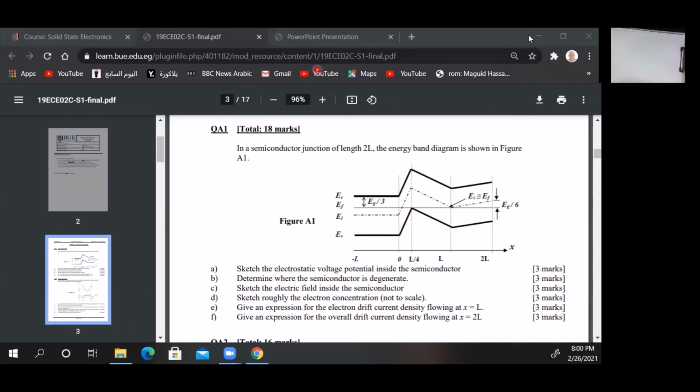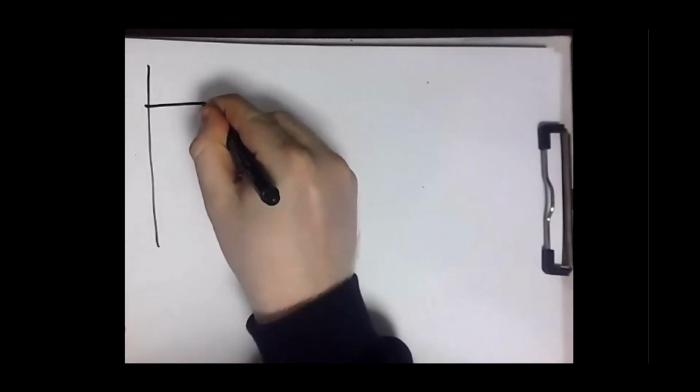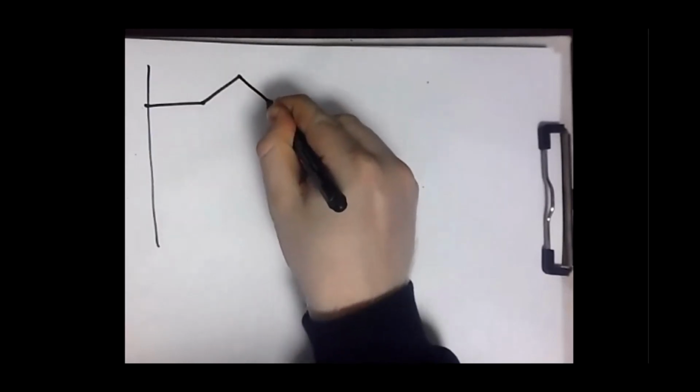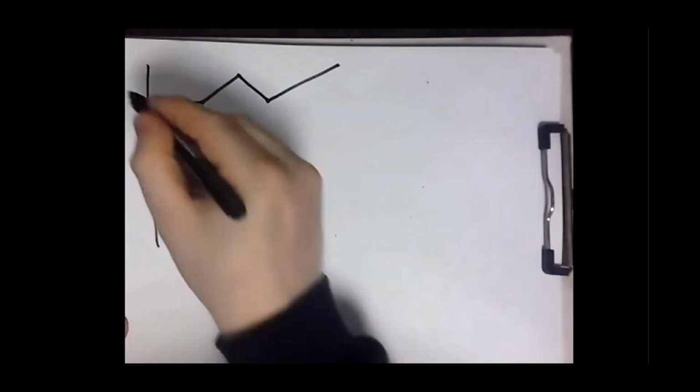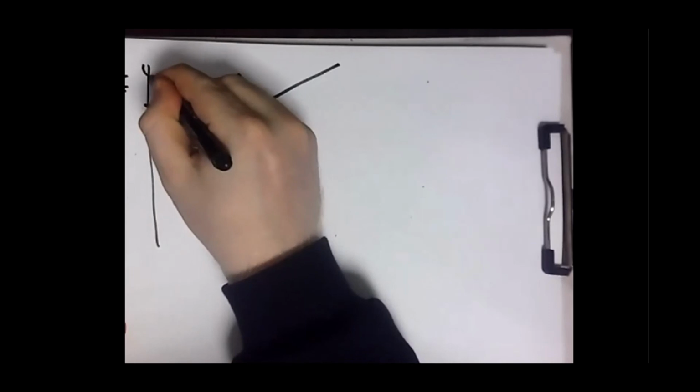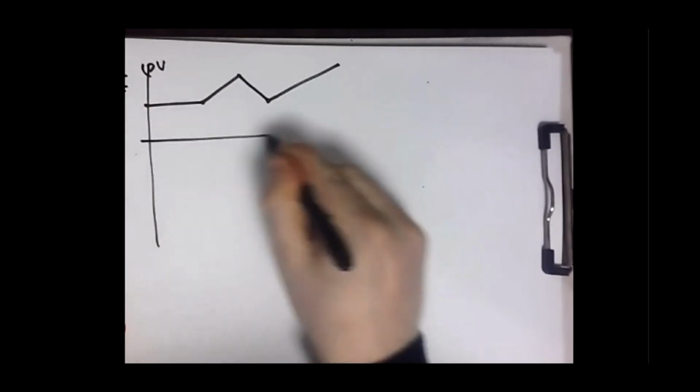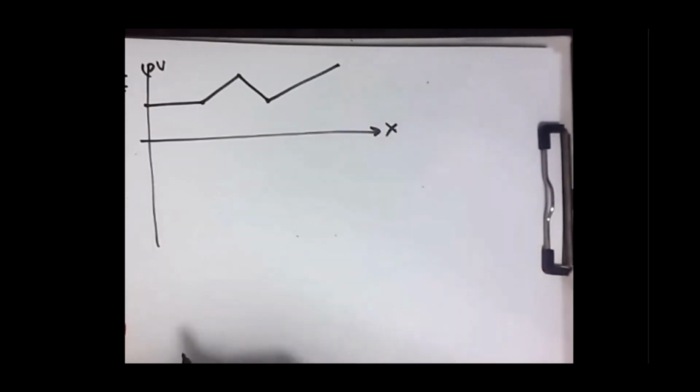Okay, let's stop sharing for a while and let's go to now here. Okay, that's perfect. Let's first start to plot again the energy bandgram. This is energy, of course, and the unit is electron volt. And this is the x-axis.